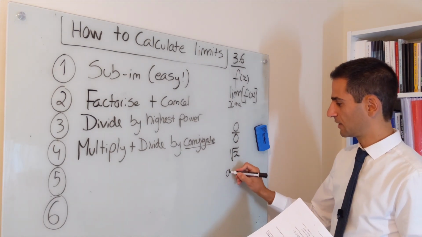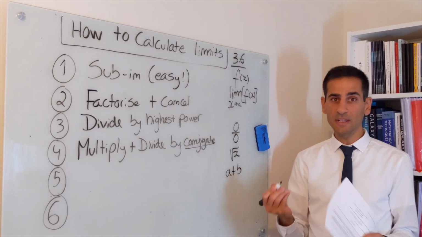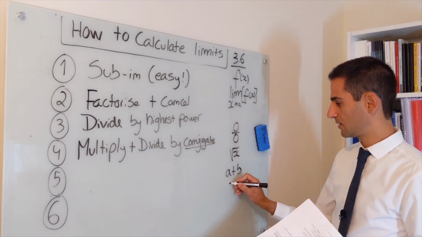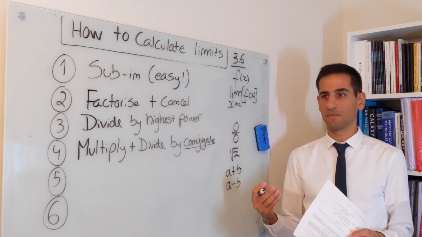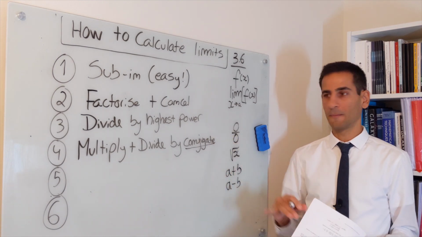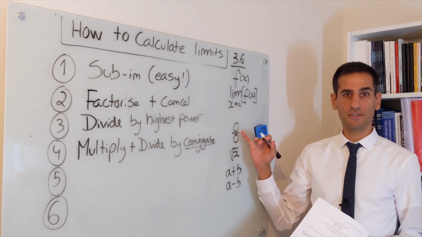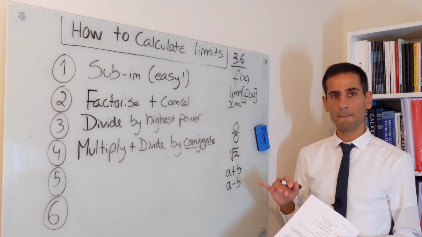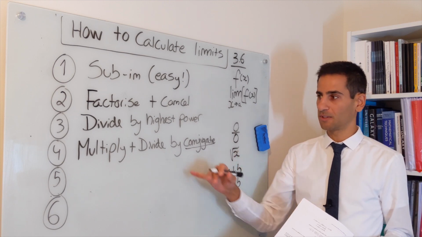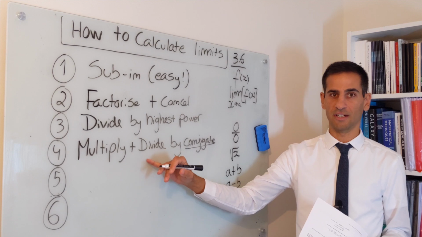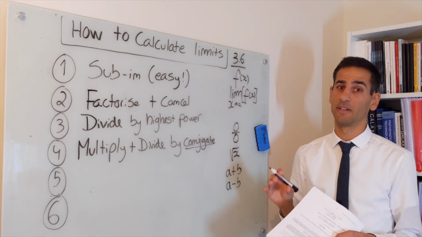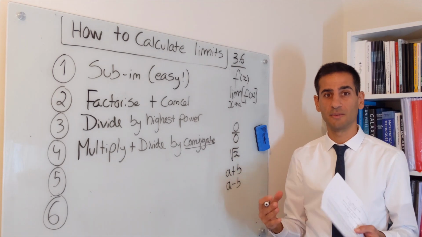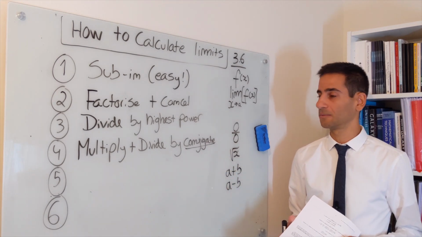So if you have something that is in the form of a plus b, the conjugate is simply a minus b. So what I'm suggesting, as number 4, is that if you have something in the form of 0 over 0, especially if you have square roots of x, it really helps if you try to multiply and divide. It means you're multiplying the numerator and the denominator, so it cancels out. You're not really doing anything to the expression.